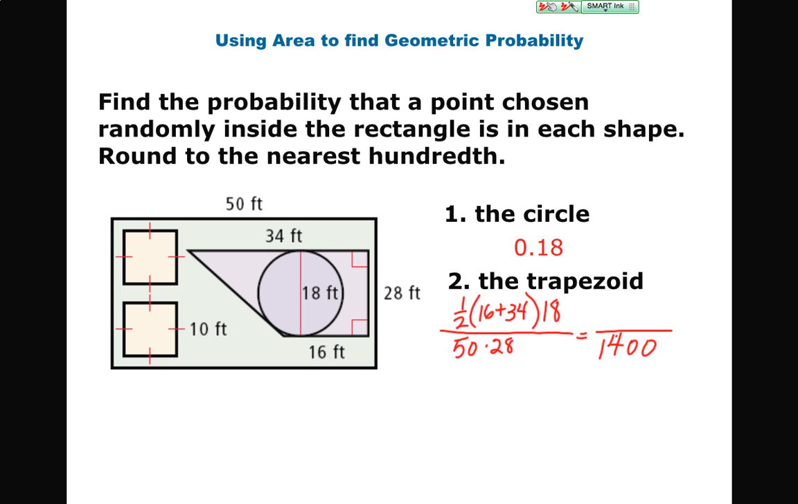322? Agree with that? Yes, they're kind of indicating no. 34 plus 16 is 50. Half of 50 is 25, times 18, about 450. 450 divided by 1,400, about 0.32. About 32% is the trapezoid.